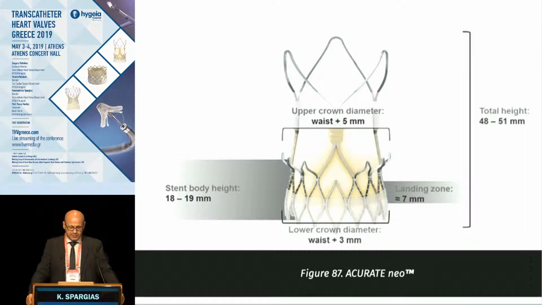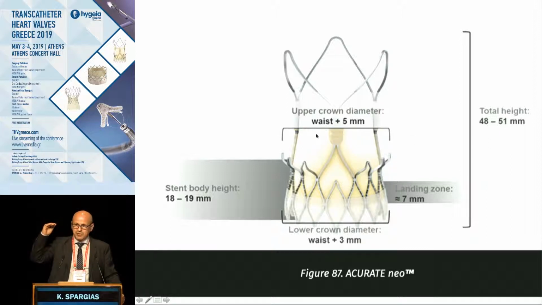And finally, the ACURATE neo, which is supra-annular. The stent height is not, and the skirt height is similar to the Sapien. It's not larger, but what is really higher is the top of the leaflet. The top of the leaflets go up to 30 millimeters from the annulus, which means if you have to go in for a valve in the future, you're going to create a cage isolating your native leaflets up to 3 centimeters from the bottom of this valve.